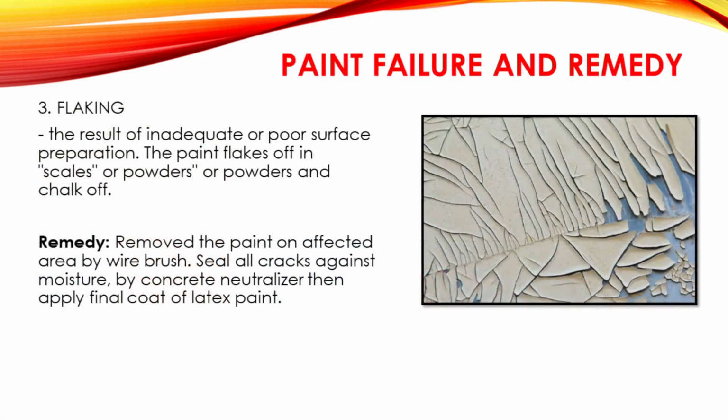Third type is the paint flaking. It is a damaging phenomenon that occurs when paint cracks or flakes off the underlying structures. It is the result of inadequate or poor surface preparation. The paint flakes off in scales or powders and chalks off. So what you can do about this, you need to remove the paint on the affected area by wire brushes. Seal all cracks against moisture with concrete neutralizer, then apply a final coat of latex paint.